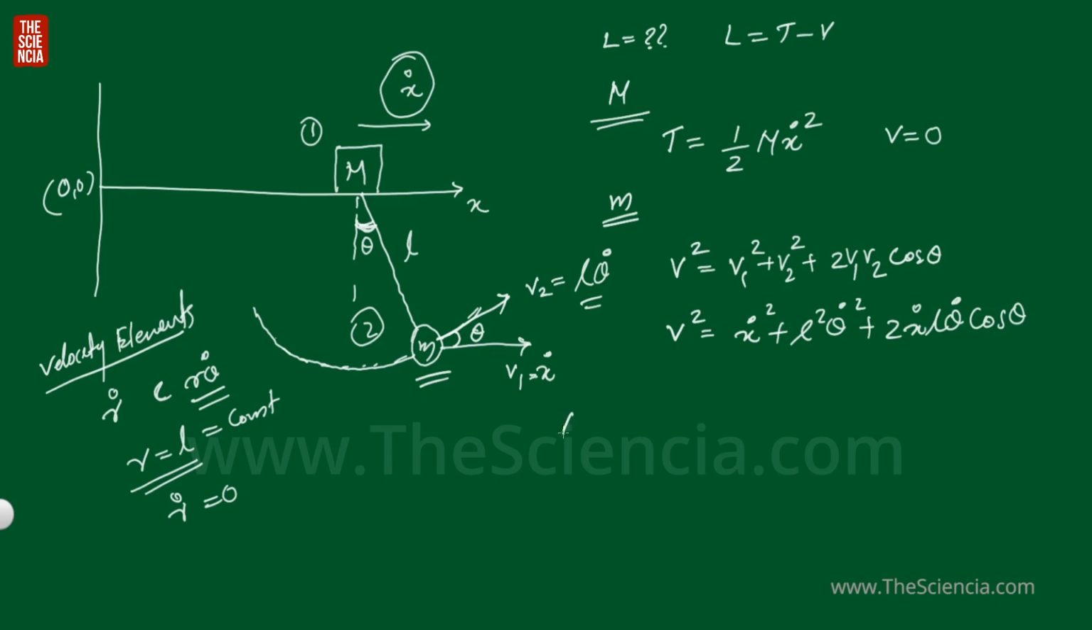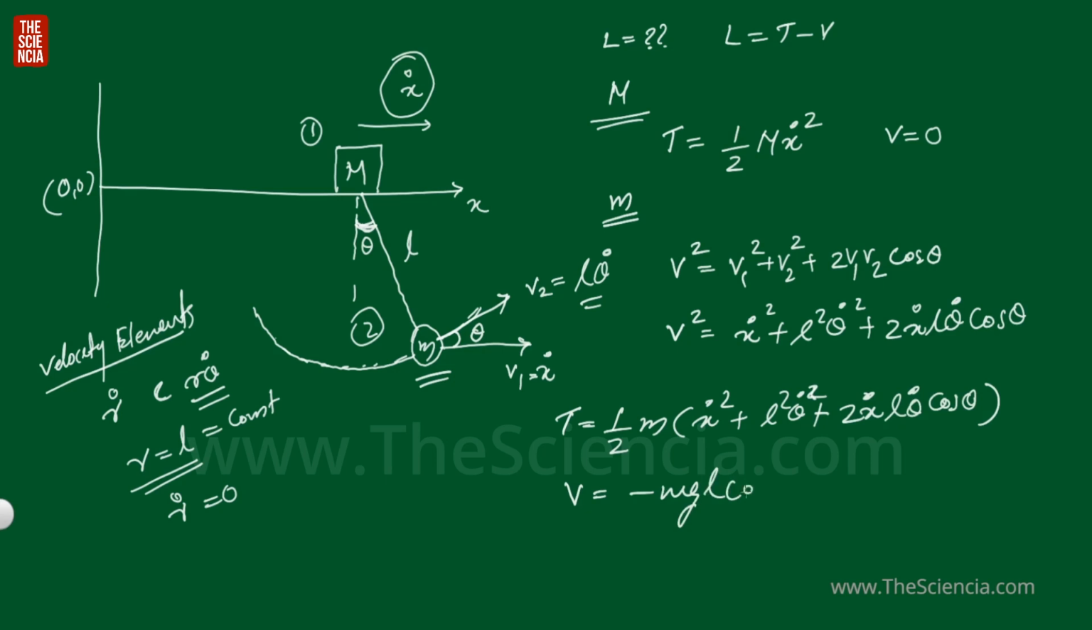So we can easily write the kinetic energy, that is half m into x dot square plus L square theta dot square plus 2 x dot L theta dot cos theta. And the potential energy of this mass is minus mg L cos theta. So you can write the total Lagrangian of this system. Please write it here.